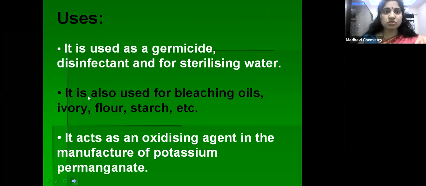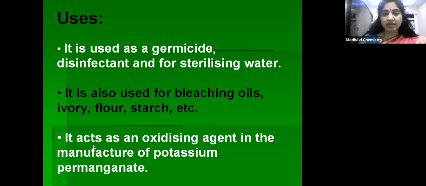Next, coming to the uses of ozone. As we know, ozone gives nascent oxygen, so it has oxidizing capacity. That's why it is used as a germicide and disinfectant and for sterilizing water. It oxidizes all the microorganisms present in water, so it is used for sterilizing water. It is also used for bleaching oils, ivory, flour, starch, because it liberates nascent oxygen, so it has an oxidizing as well as a bleaching nature.